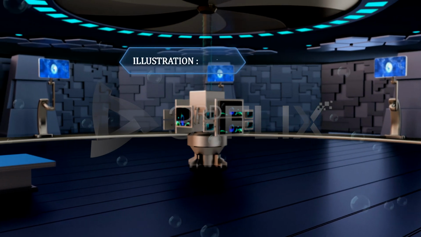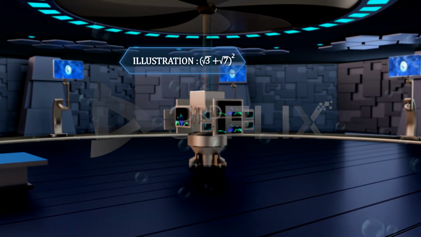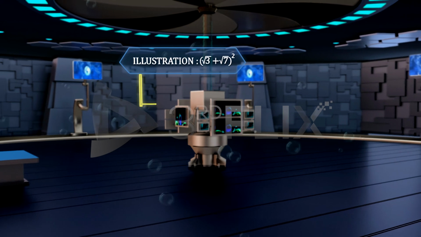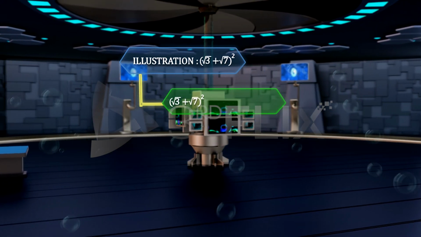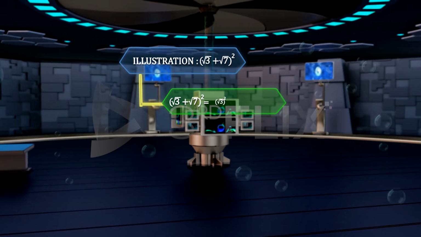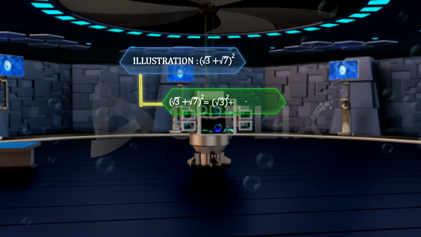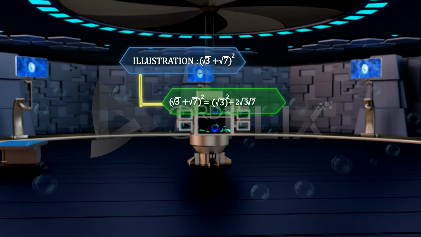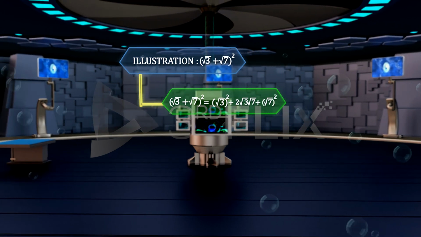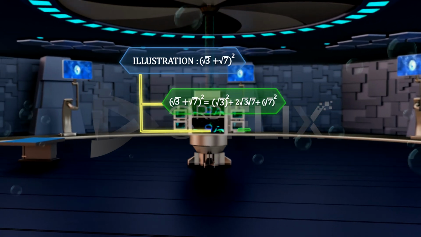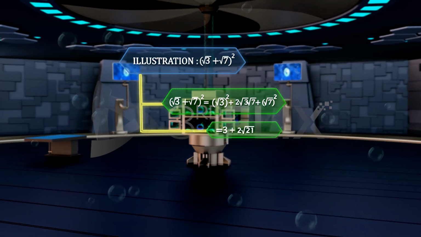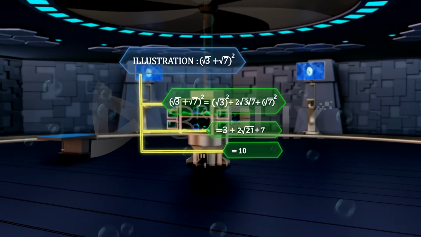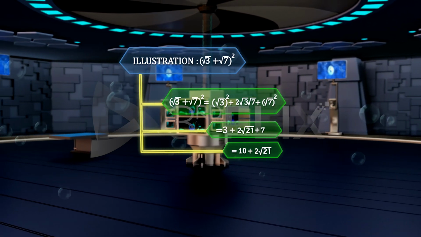Illustration: root 3 plus root 7 whole square. Solution: root 3 plus root 7 whole square equals root 3 whole square plus 2 root 3 into root 7 plus root 7 whole square. Since property 6, equals 3 plus 2 root 21 plus 7 equals 10 plus 2 root 21.